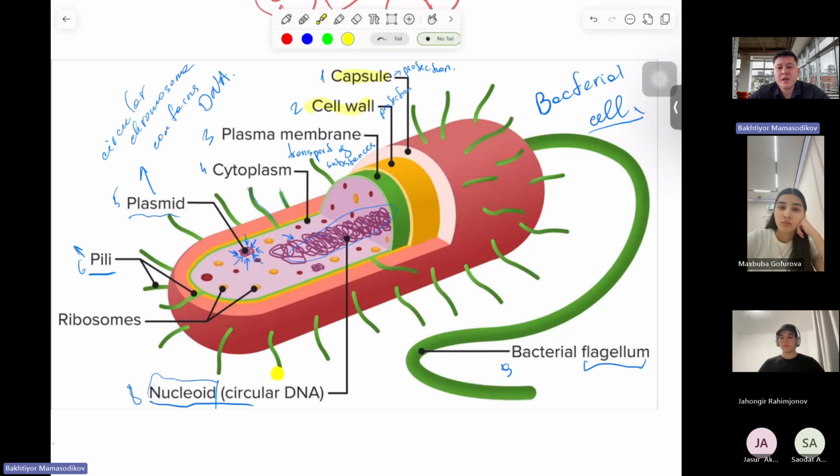Or they exchange the plasmids. They exchange the plasmids with those pili. We call them sex pili. They exchange the information from one bacteria to another with these pili. It's like a USB connection. One bacteria is going to connect to another and share their information. It's like a USB cable connection.